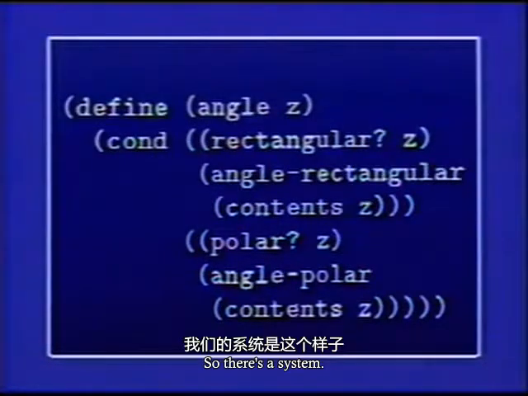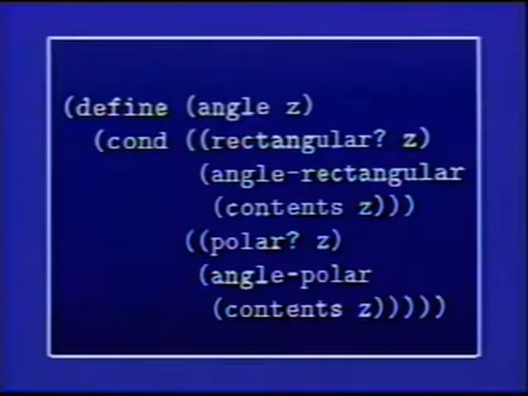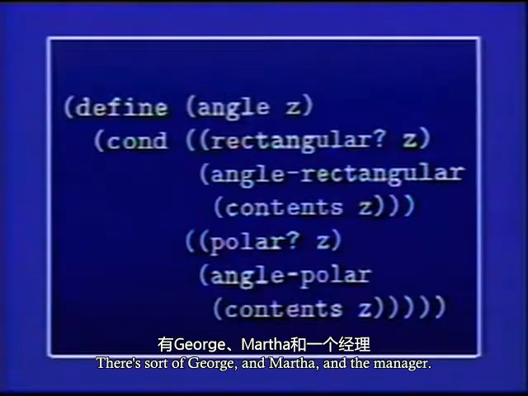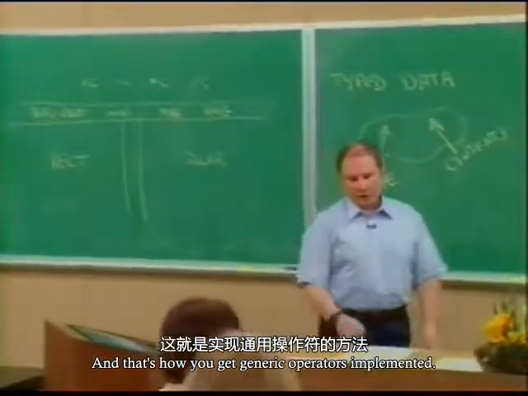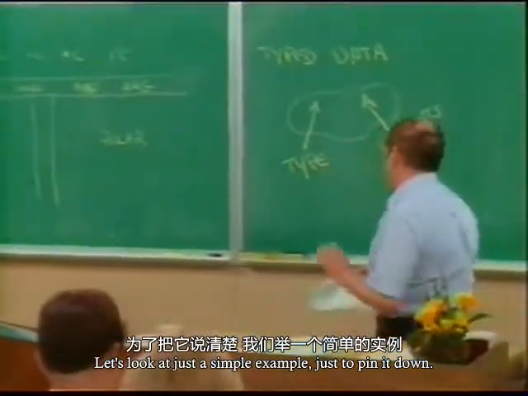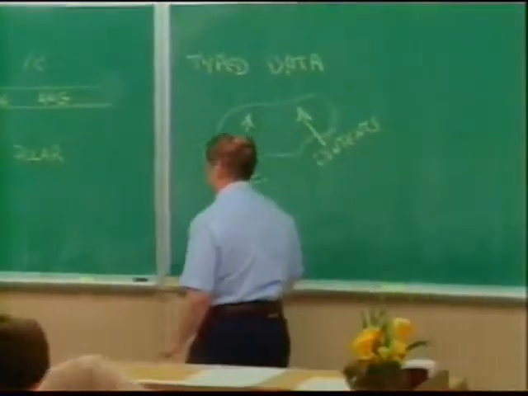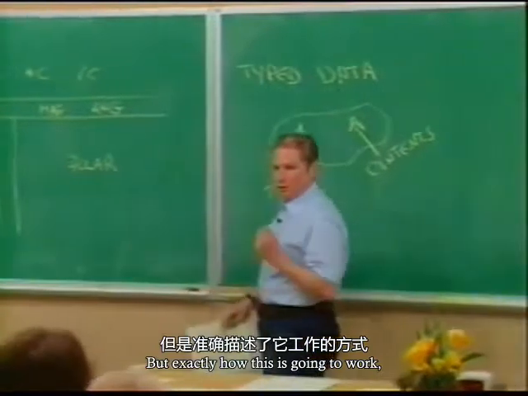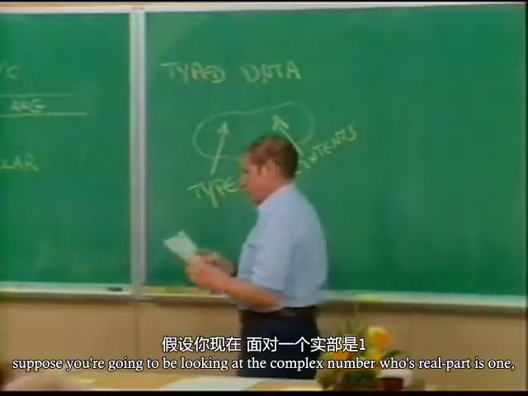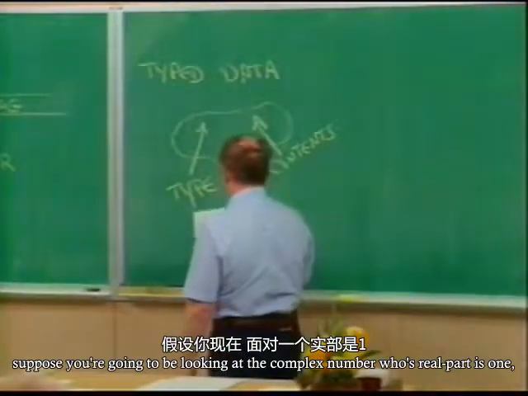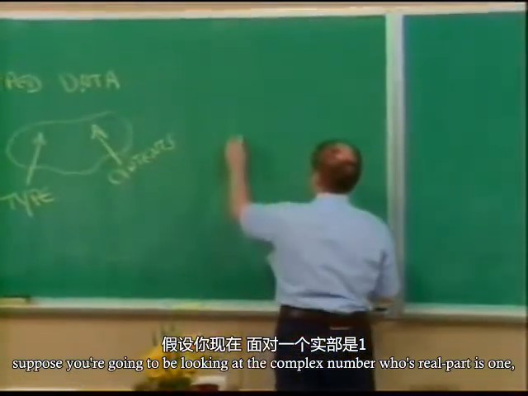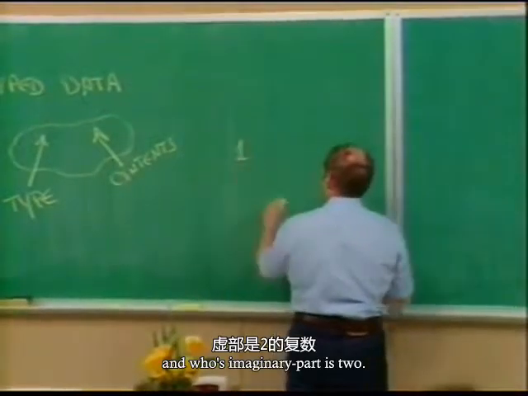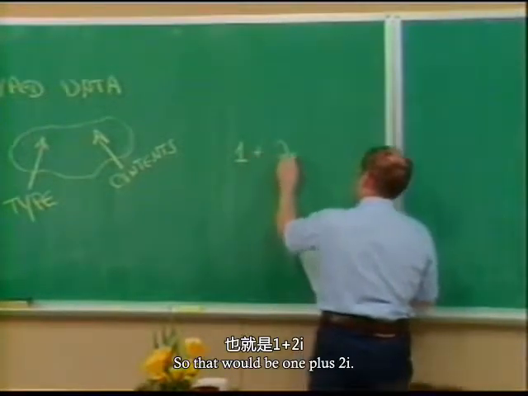Right? So there's a system that has three parts. There's sort of George and Martha and the manager. And that's how you get generic operators implemented. Let's look at just a simple example, just to pin it down, of exactly how this is going to work. Suppose you're going to be looking at the complex number whose real part is 1 and whose imaginary part is 2. So that would be 1 plus 2i.